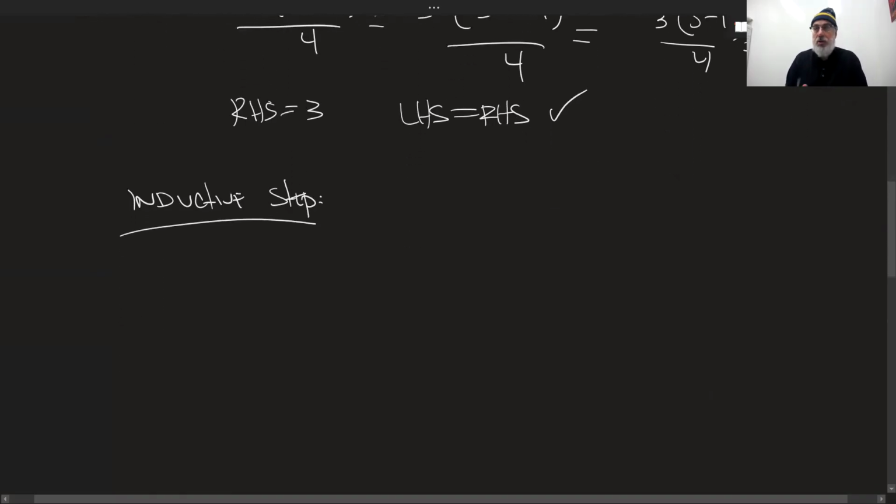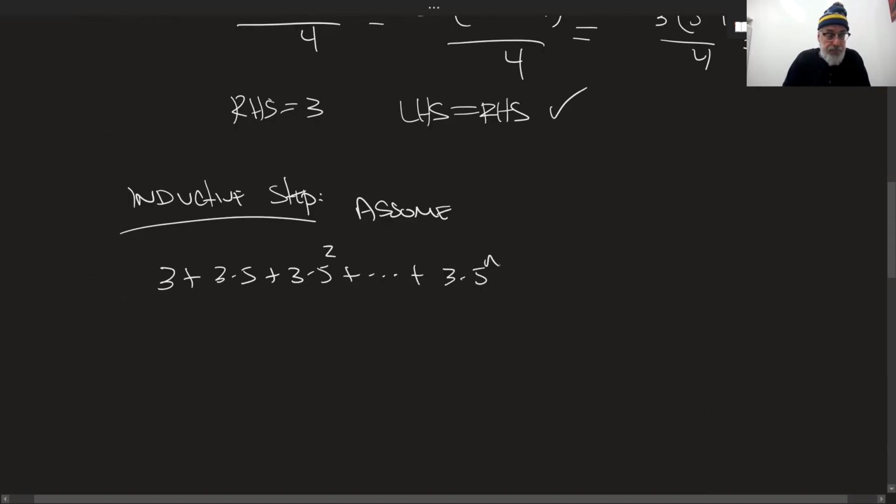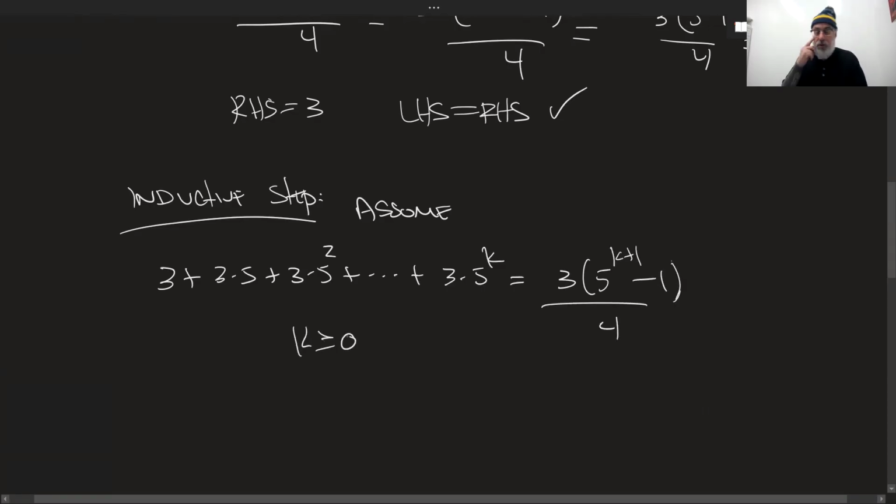First thing we want to do is establish an induction hypothesis, which is always the statement replaced with integer k. So we're going to assume that 3 plus 3 times 5 plus 3 times 5 squared plus ... plus 3 times 5 to the k, oh, I said k, but I put n, so let's get that out of there, is equal to 3 times (5 to the k plus 1 minus 1) divided by 4. And again, this is for some k greater than or equal to 0. So this is what we're assuming to be true.